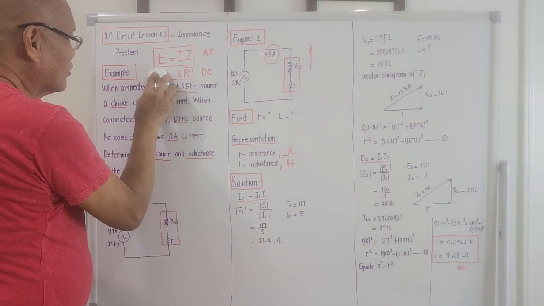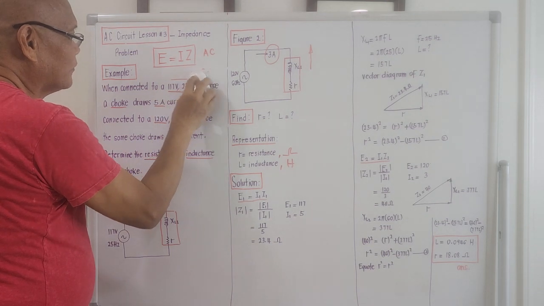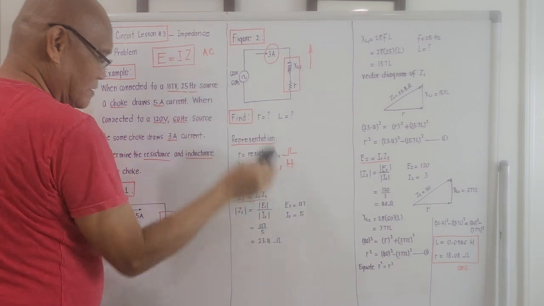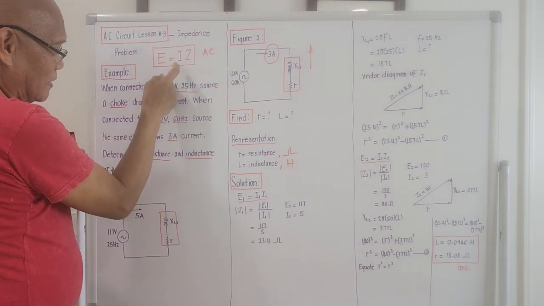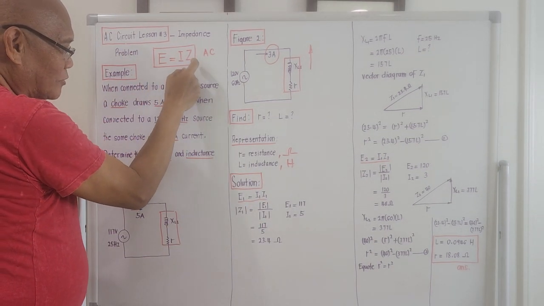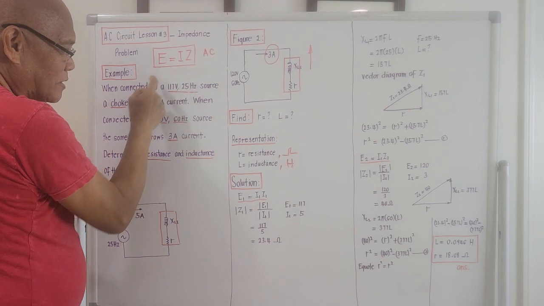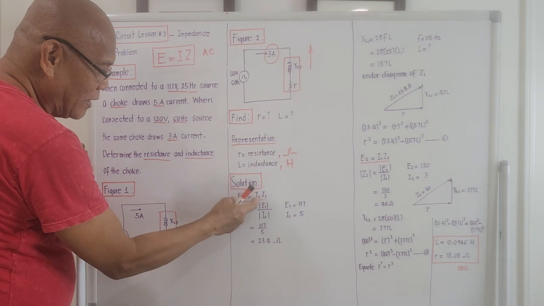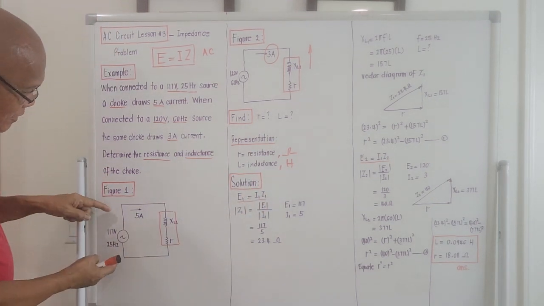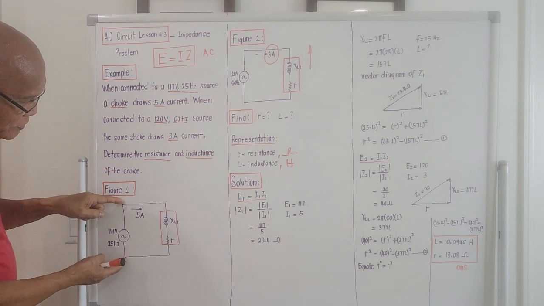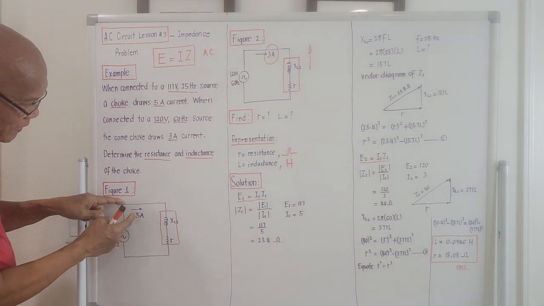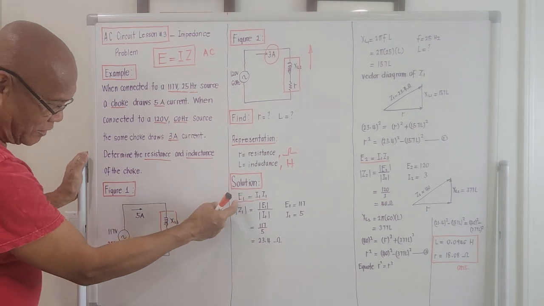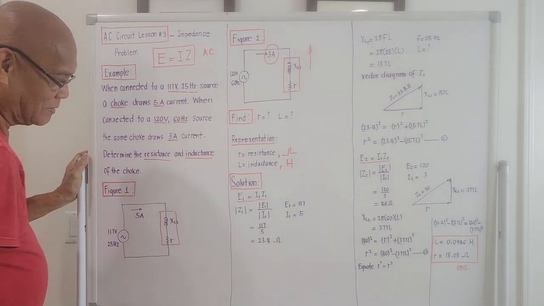But the variation on the concept are actually the same, right? Meaning the product of the total current times the total impedance is actually the applied voltage. That's why under the solution, E1 should be equal to I1 times Z1, meaning this 117 volts here should be equal to the product of 5 times this total impedance. E1 is equal to I1 times Z1.